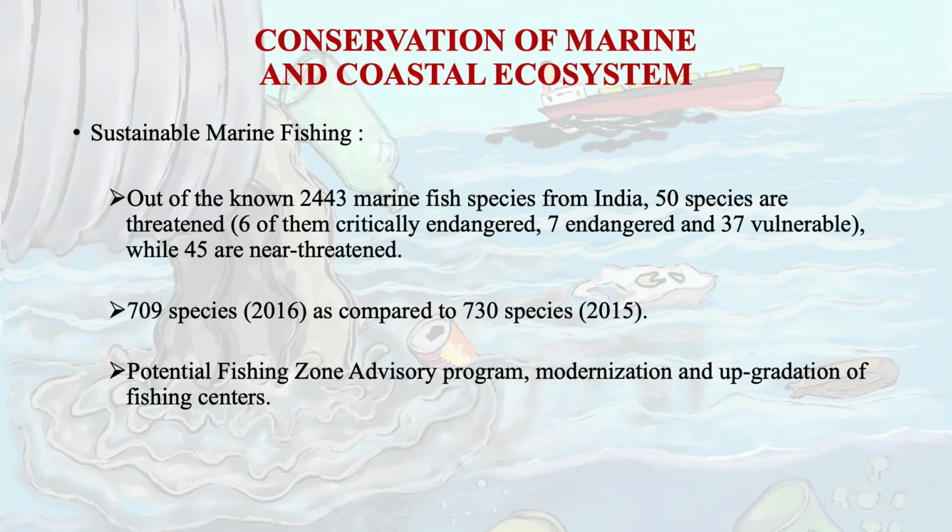So for sustainable fishing, India has taken several measures with an emphasis on livelihood creation as well as resource conservation, because when you talk about limiting the fisheries or fishing, we need to look into alternative livelihood options. So livelihood creation is one of the options. So we have established a potential fishing zone advisory program, modernization and upgradation of fishing, and banning of mechanized fishing in certain areas under that conservation program.